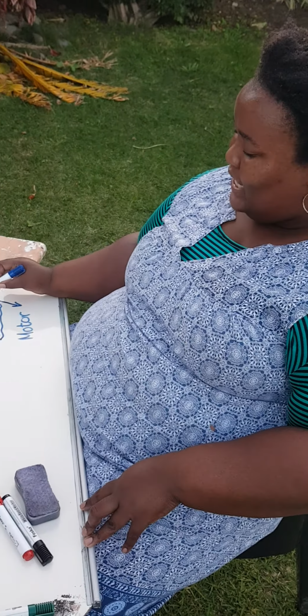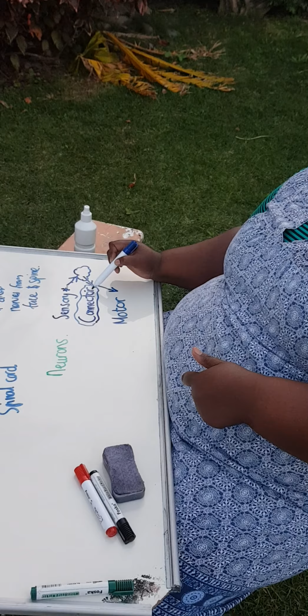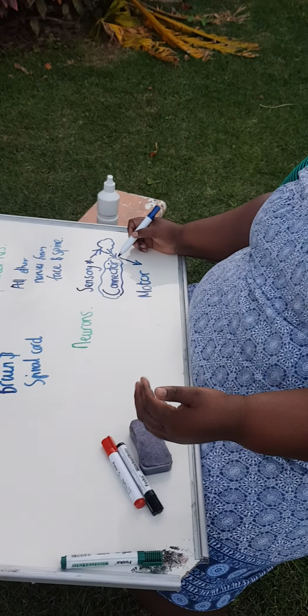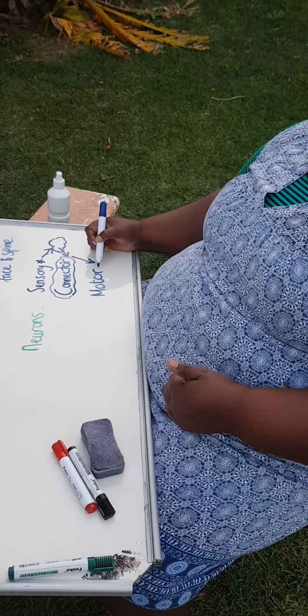So the sensory neuron brings in a stimulus or an impulse. The connector neuron receives that stimulus and relays it to the brain. The brain understands or interprets it, and relays the message back to the connector neuron. Then the connector neuron relays the response from the brain to a motor neuron.